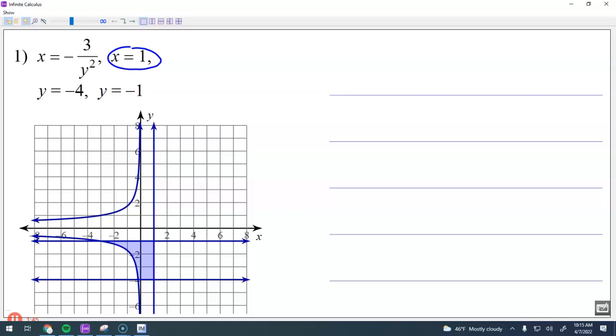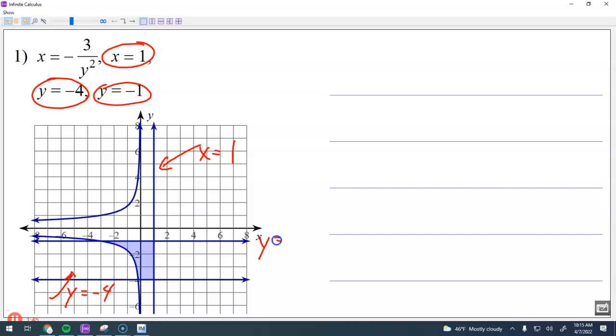We got to first identify which lines are which. x equals 1 is vertical, right? So that's this guy here. What kind of line is y equals -4? Probably like a horizontal. y equals -1. Probably like a horizontal. And so that just leaves this -3/y² must be this guy here.